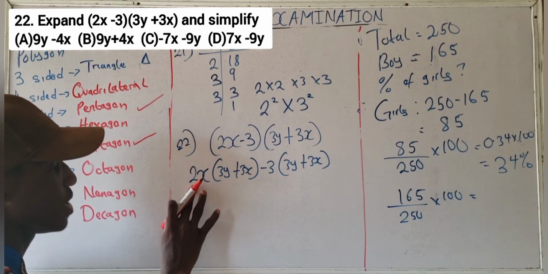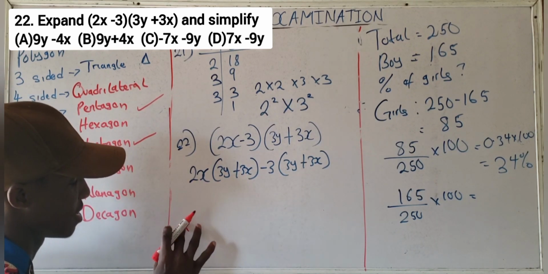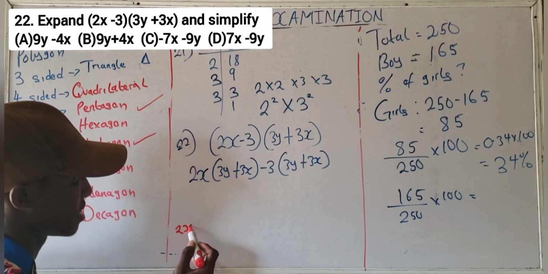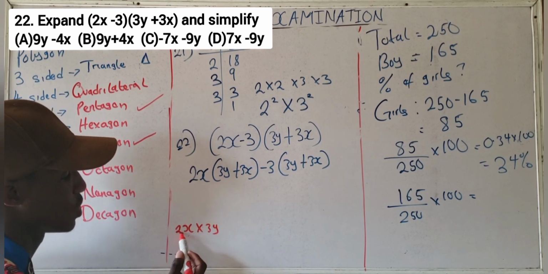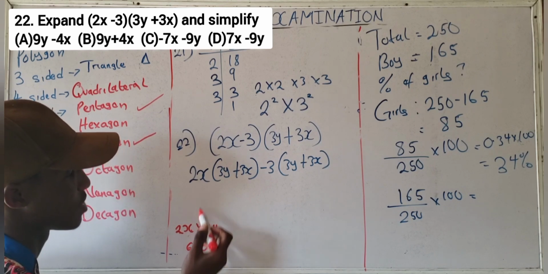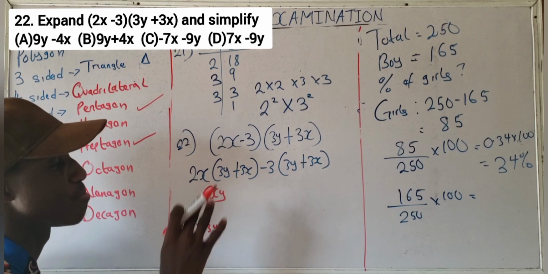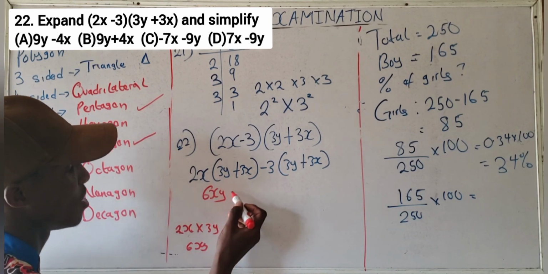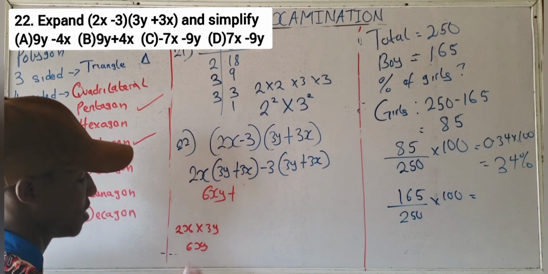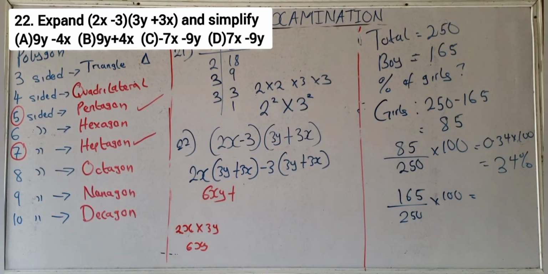Now, let's proceed. 2x times 3y. 2 times 3 is 6. x times y is xy. So that will be 6xy. Then 2x multiplied by plus 3x. I want to simplify the question as much as possible so that at least you'll be able to understand.